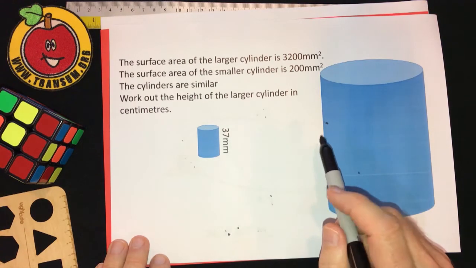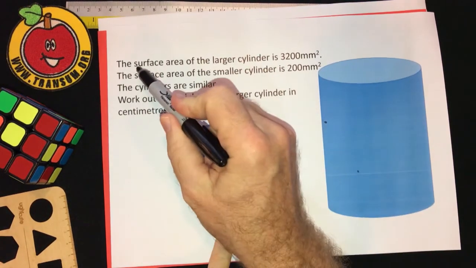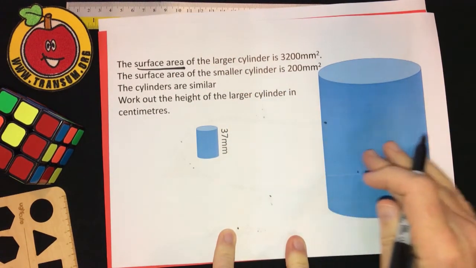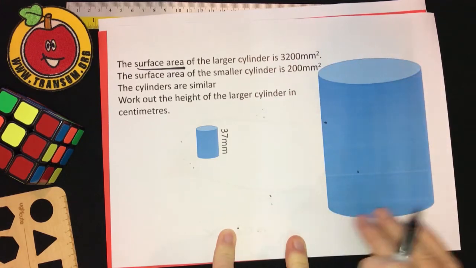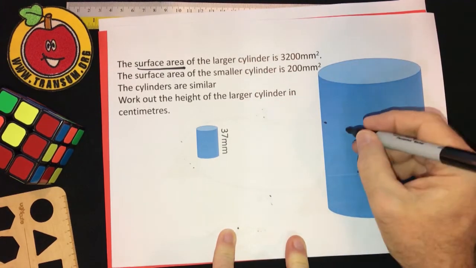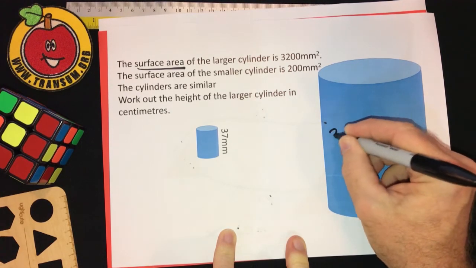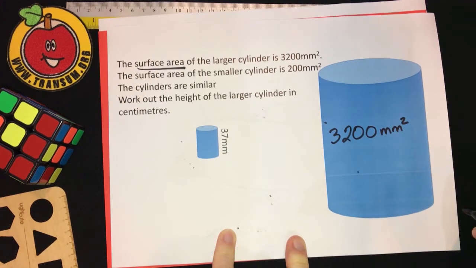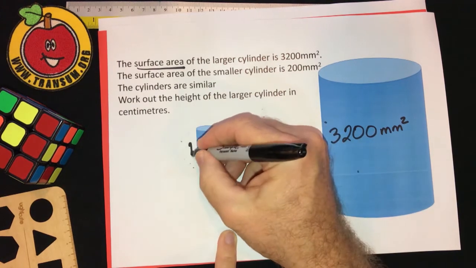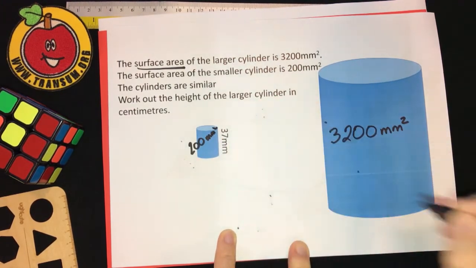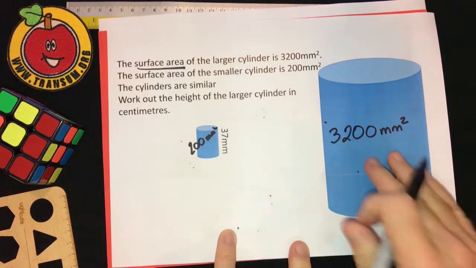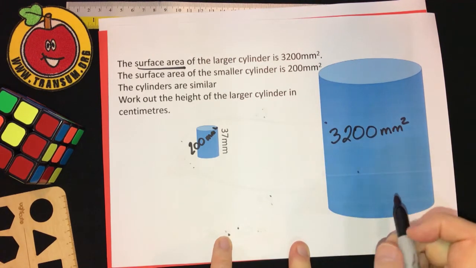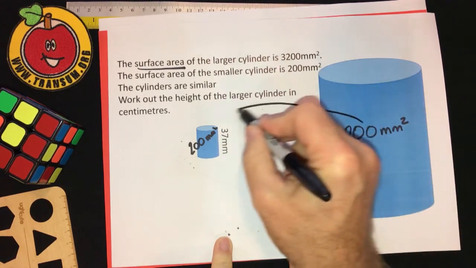Now what you've learnt about area factors equally applies to surface area. So the surface area of the largest cylinder, so that will be the curved surface area, and I guess these two circles at the top and the bottom, altogether that's 3,200 square millimeters. And the smaller one is 200 square millimeters. And they're both similar shapes, so they're in the same proportions, and we've got to work out the height of the largest cylinder.